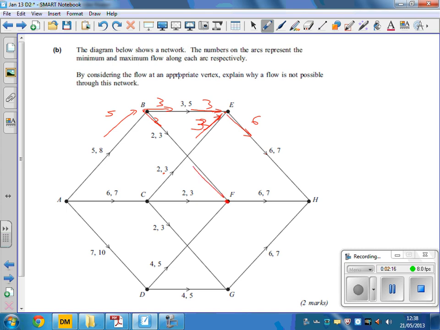The lowest you could take in there is 2. The lowest you could take in there is 4. The minimum in is actually 8.